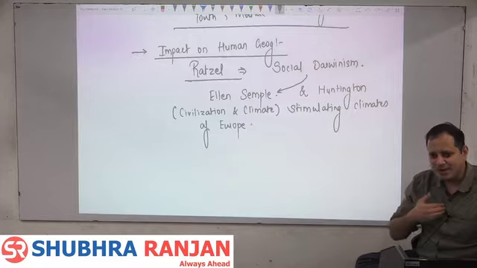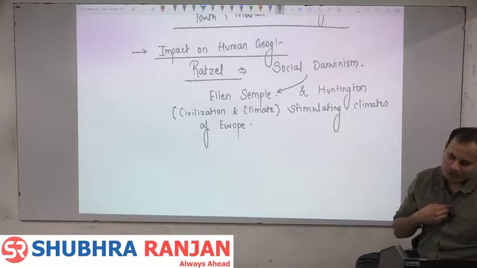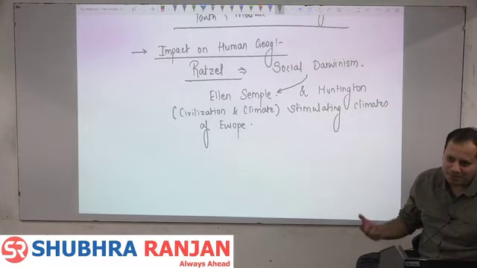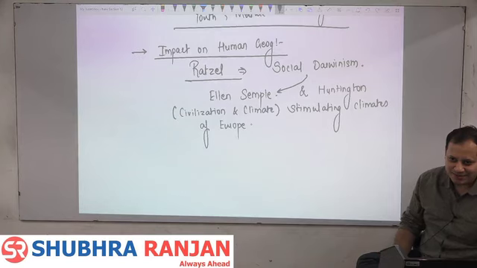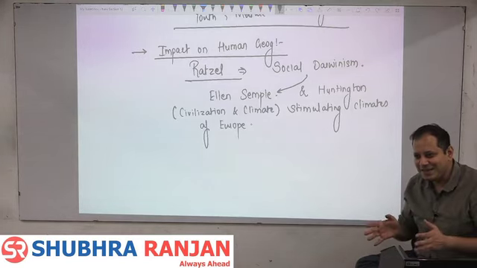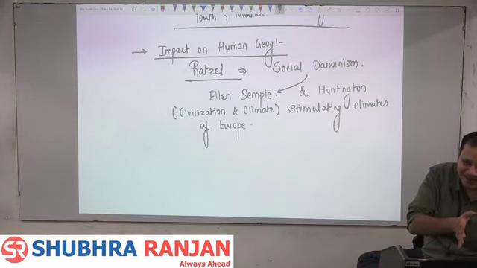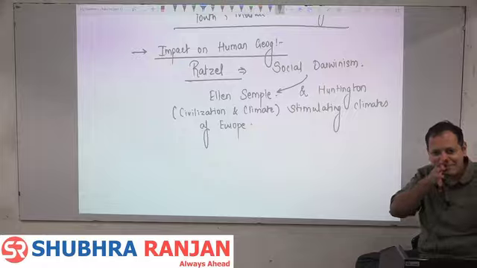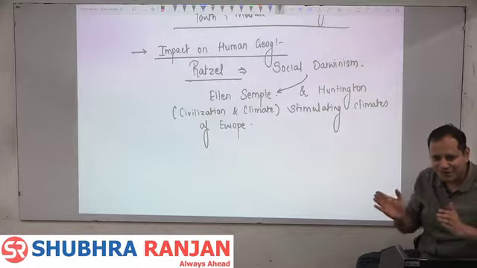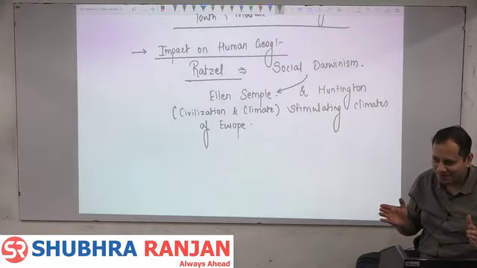And then everyone thinks their own home is the best. So according to Aristotle, the best climate was of Greece. According to Huntington, the best climate was of America. According to Semple, the best climate was of Germany. Only the reference is changing. Fine? Getting it?